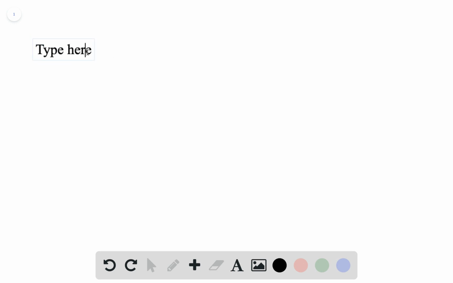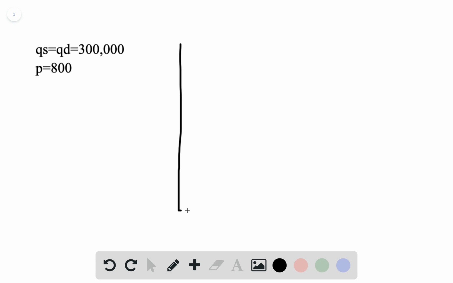Okay, so let's see the first part of this question. The first part asks us to find the market equilibrium price and equilibrium quantity. We know that the definition of market equilibrium says that at equilibrium, quantity supplied equals quantity demanded. On the table we can see that at price 800, quantity supplied equals quantity demanded equals 300,000. So the equilibrium quantity is 300,000 and the equilibrium price is 800.